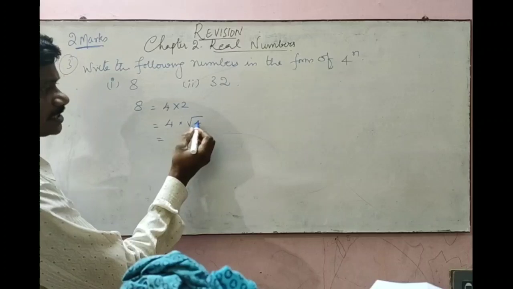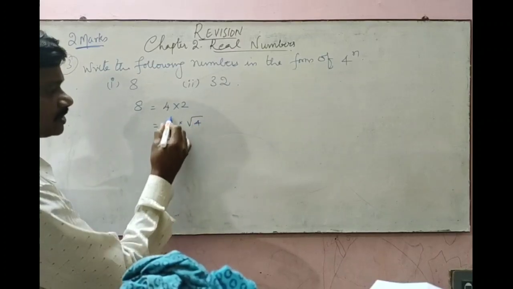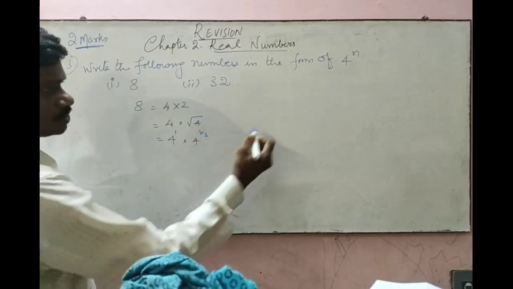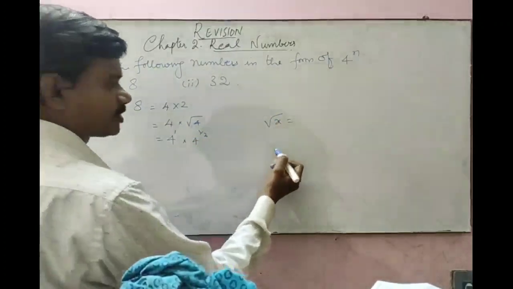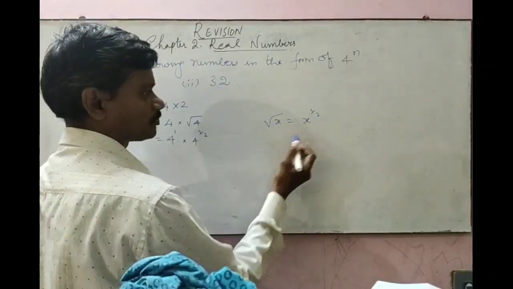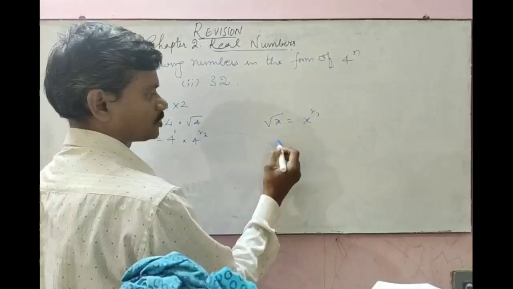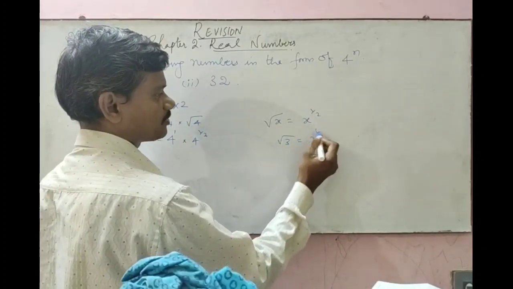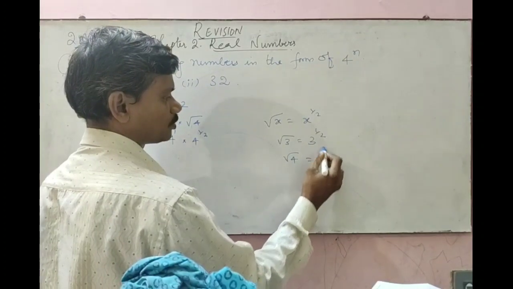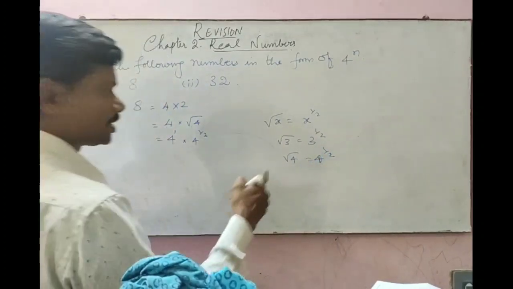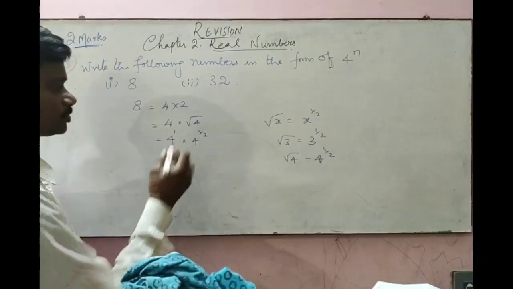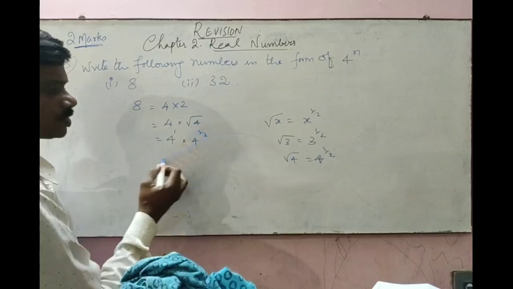So how will you write this root 4 with the power? Here the power is 1 by 2. Root of any number can be written as x power 1 by 2. Square root of 2 can be written as 2 power 1 by 2. Square root of 3 can be written as 3 power 1 by 2. Root of 4 can be written as 4 power 1 by 2. So any number inside the root can be written with the power 1 by 2.